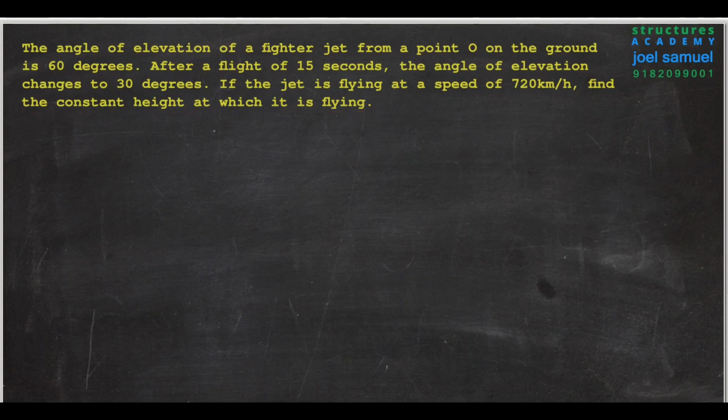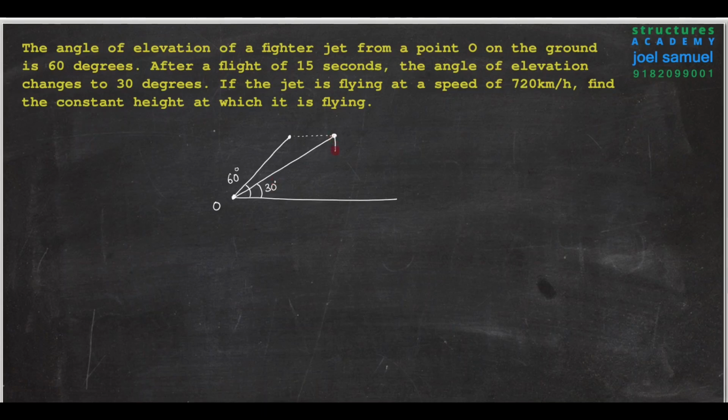I'll draw a rough sketch first in order to represent what is given in the numerical. So let's say this is the ground level, and let us say this is the point O, and this is where the flight is when the first angle of elevation is taken. So let's say this is the angle of elevation, and the first angle is given as 60 degrees. After a while, 15 seconds later, this flight finds itself, let's say here. The second angle of elevation is equal to 30 degrees.